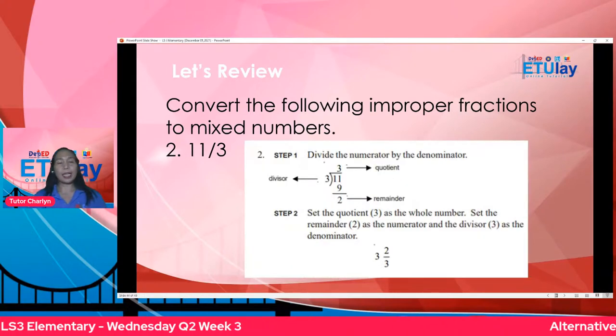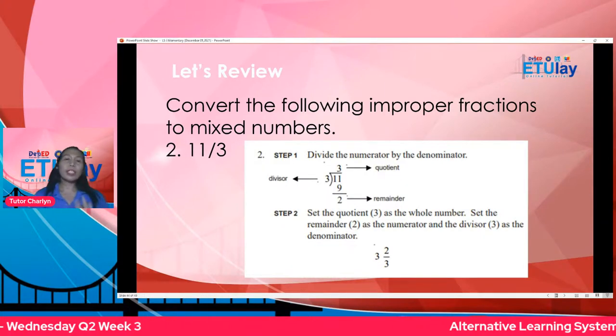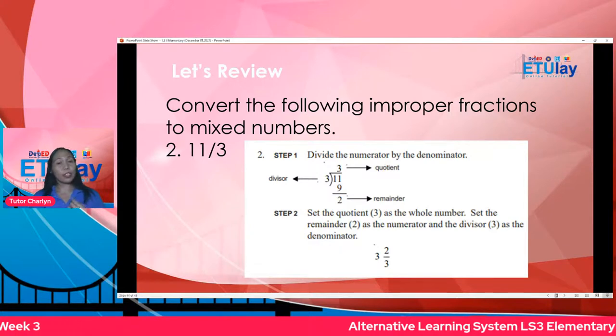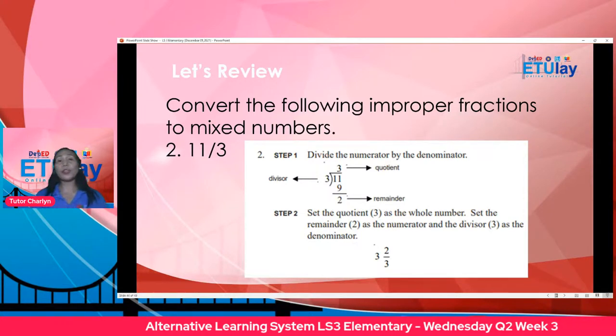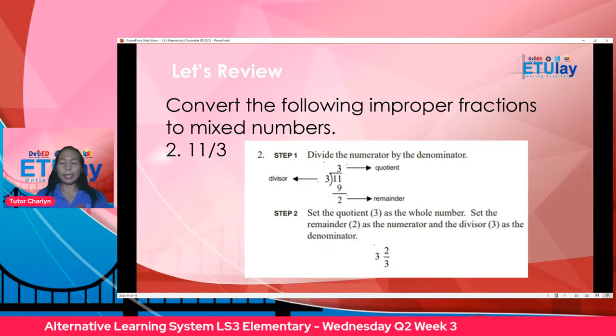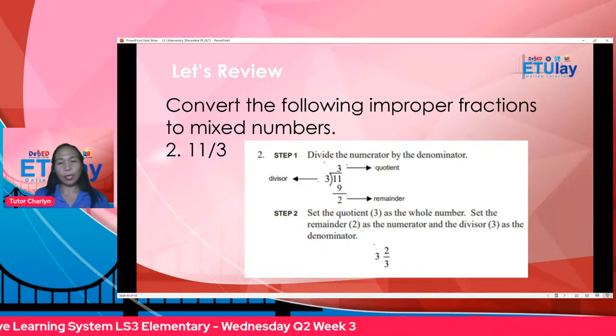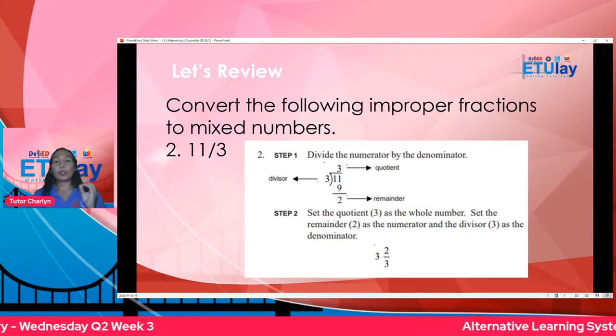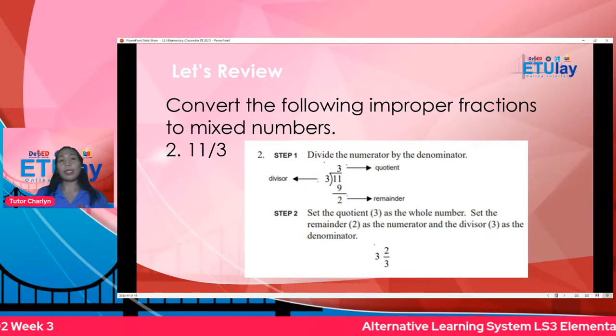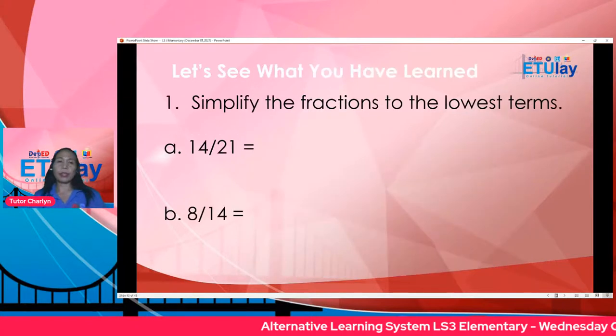So, we got this. So, 11 divide 3, it's 3. Multiply 9, then subtract, we got 2. Then, our whole number is 3, our new numerator is 2, and our denominator is 3, which is our divisor. So, 11 over 3 is equal to 3 and 2/3 in mixed numbers.